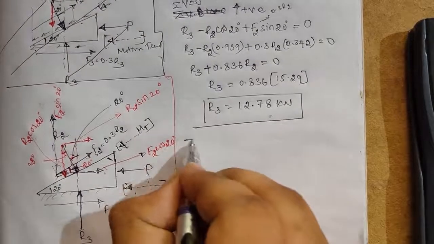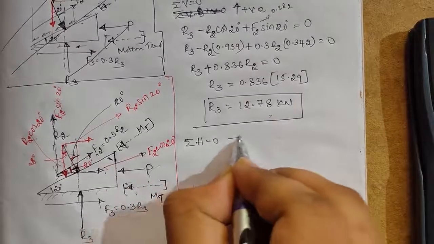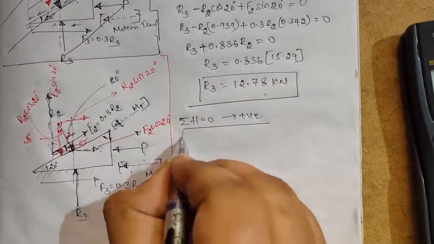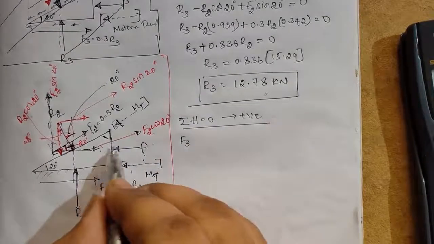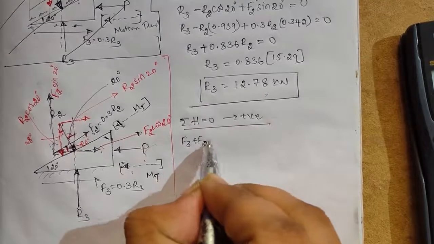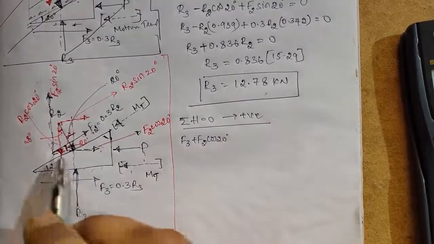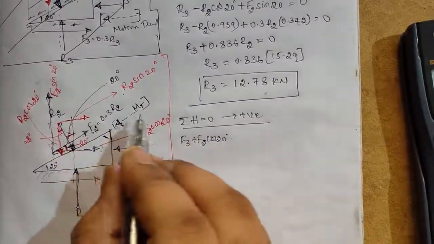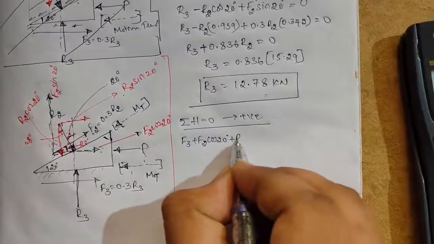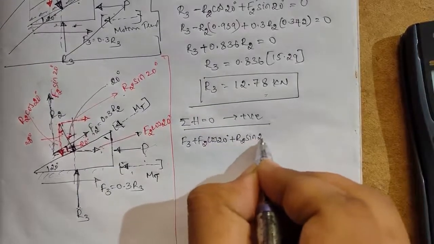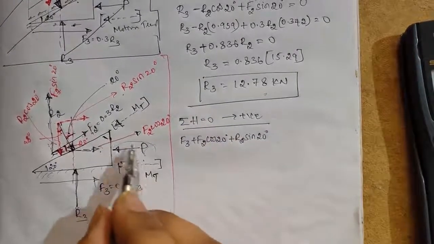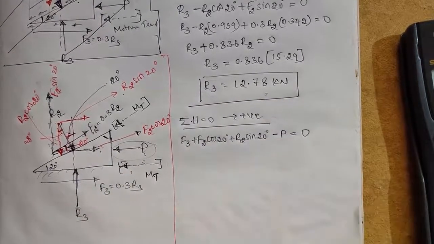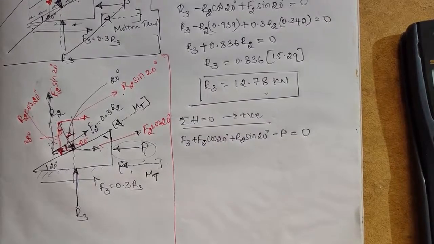Now summation of horizontal forces equal to 0, taking left to right as positive. So take the horizontal forces. First I will take F3, then I will come to this force F2 cos 20. Then R2 is there, so what is the R2? Sin 20, that is also positive. R2 sin 20. Another force, this one P, which we have to find. So minus P is equal to 0. So all are positive, only P is negative.